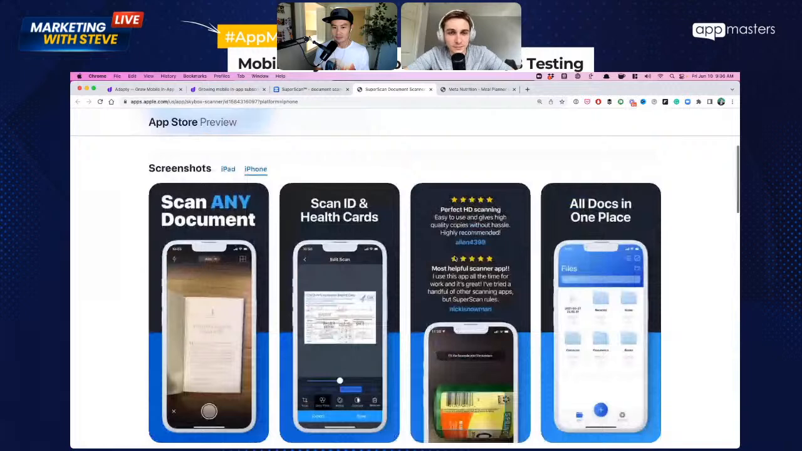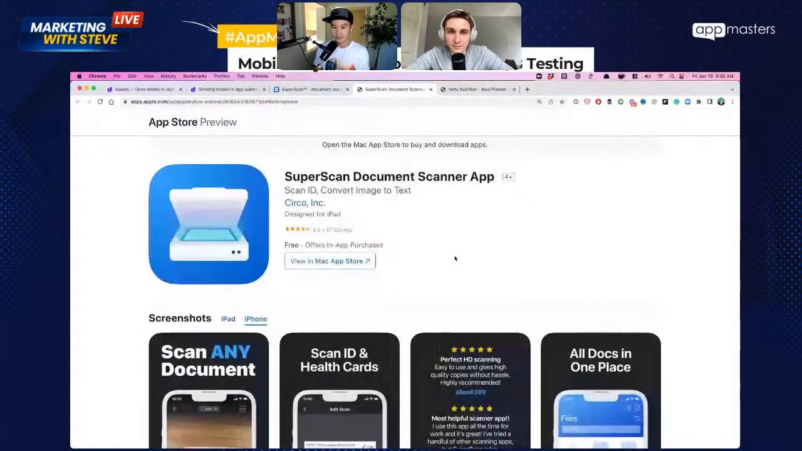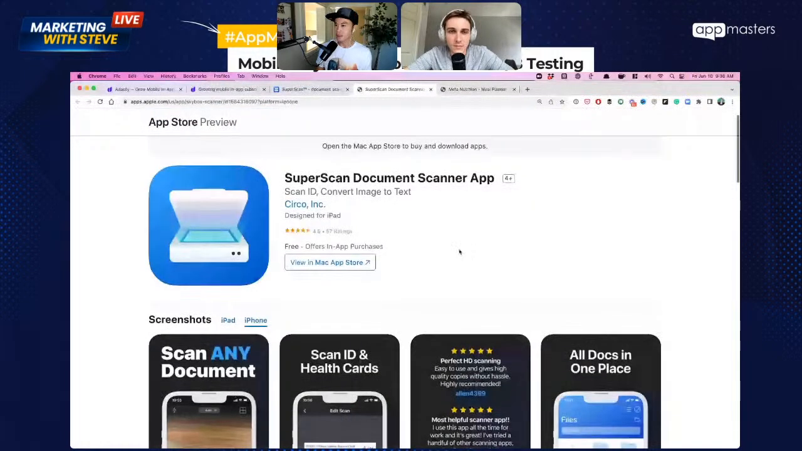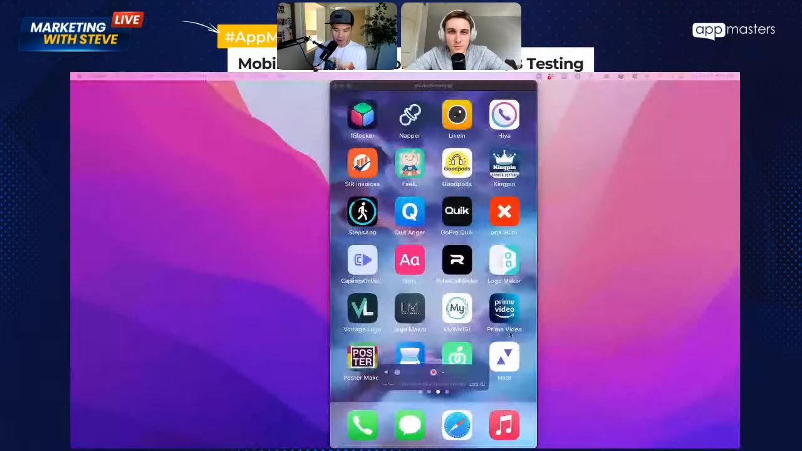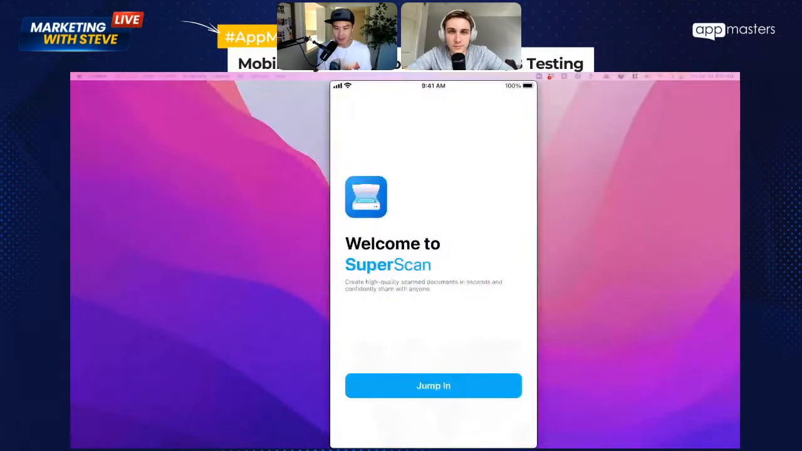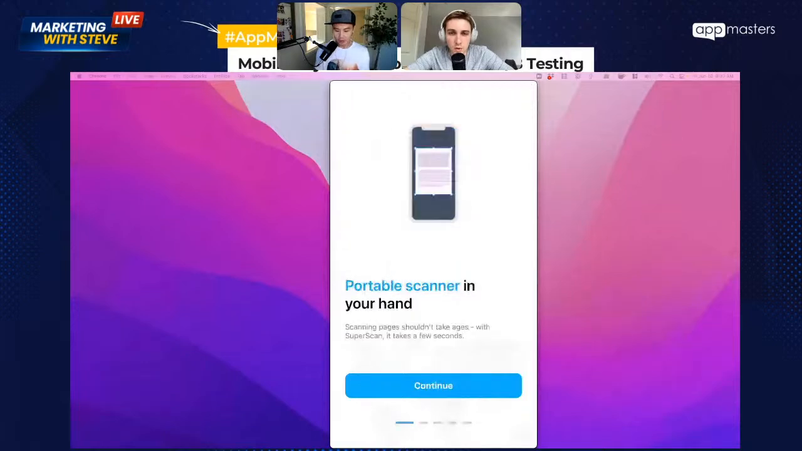Okay, well, let's take a look at the app. We spend too much time going long. I'm trying to keep it to an hour now. All right, you walk it through, okay? I'll go side by side. You tell me what to do. Create high quality scan documents in seconds, confidently share with everyone. Jump right in. Portable scanner in your hands. Okay, the only thing I see here is portable. Then I would click continue.